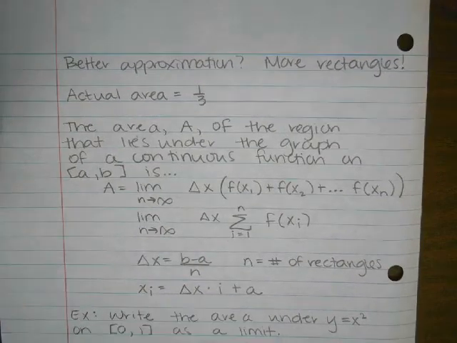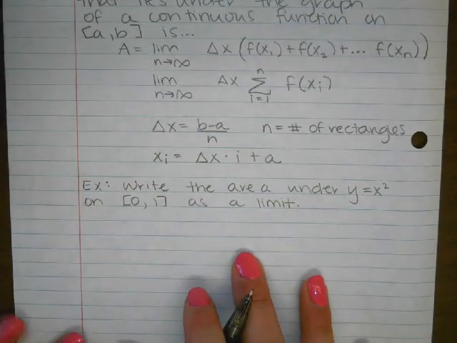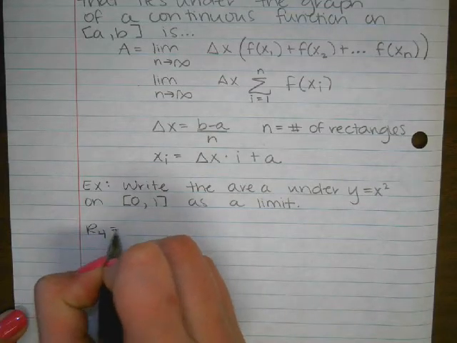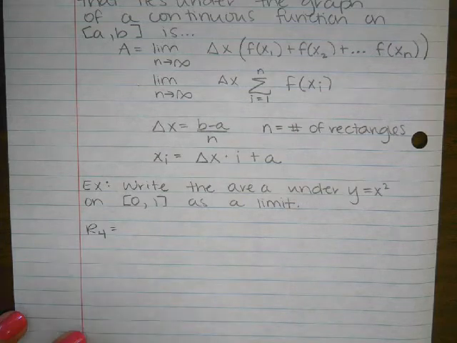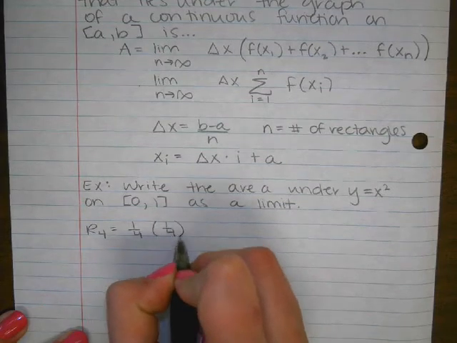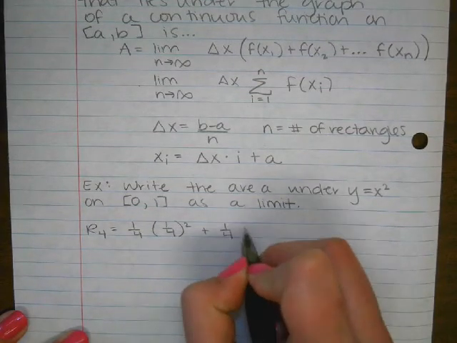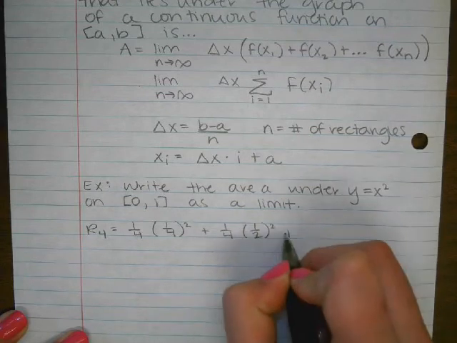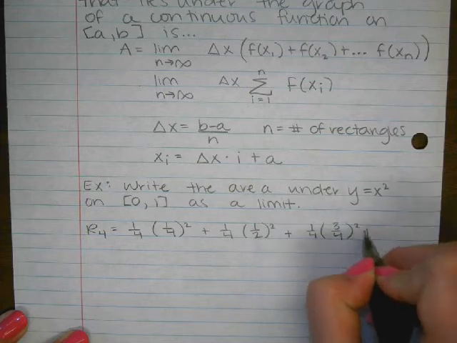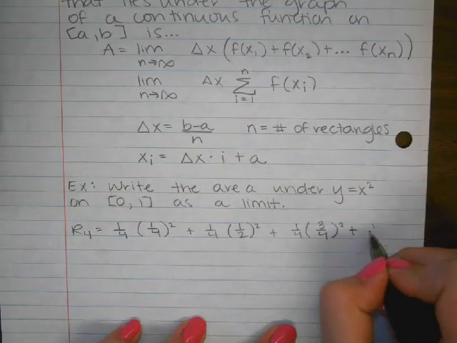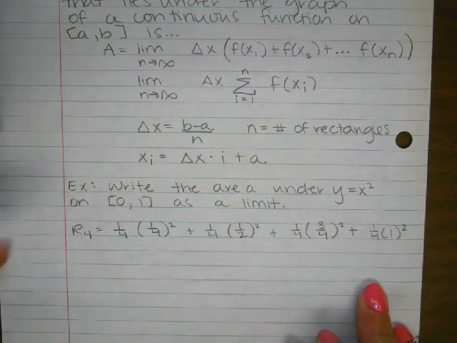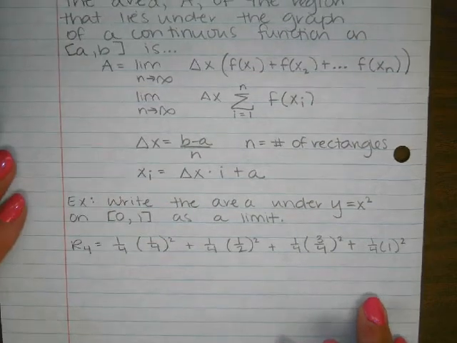Okay, so, sorry. Write the area under y equals x squared as a limit. So I'm going to write down again, and you should too, what we had written down for our right endpoints. So we had 1/4 times 1/4 squared plus 1/4 times 1/2 squared plus 1/4 times 3/4 squared plus 1/4 times 1 squared. So we're going to go back and make this fit what we just looked at.